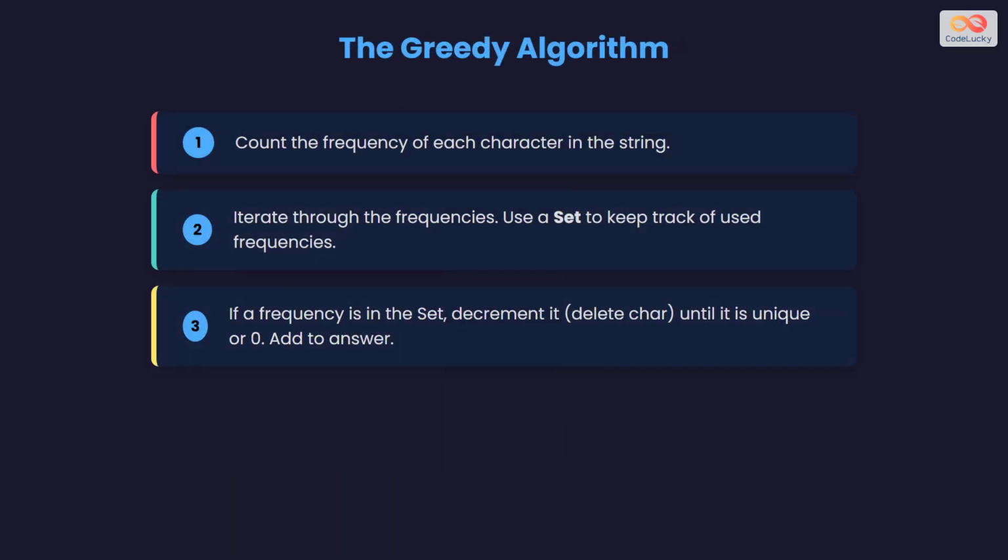Here is the step-by-step algorithm. Step 1. Count the frequency of every character in the string. Step 2. Iterate through these frequencies. We will use a set data structure to store the frequencies we have already locked in. Step 3. If a current frequency is already in the set, we decrease it by 1 and increment our deletion counter. We repeat this check until the frequency is unique or 0.